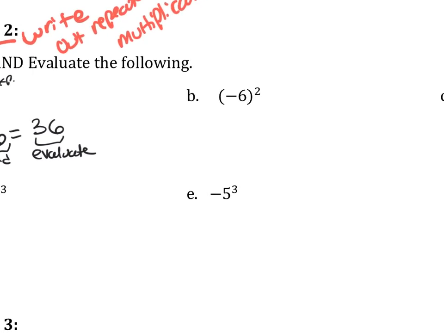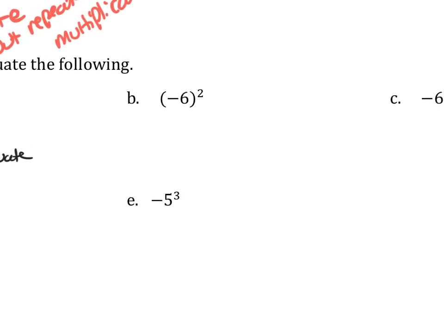Okay, letter B is -6 in parentheses, so that whole thing, -6 is the base, 2 is our exponent. So when we expand it, when we do our multiplication, that whole -6 is the base, so it'll be -6 times -6, because that negative was grouped together with the 6, that whole thing is the base, and the base is what we multiply by itself. So -6 times -6 is a positive 36.